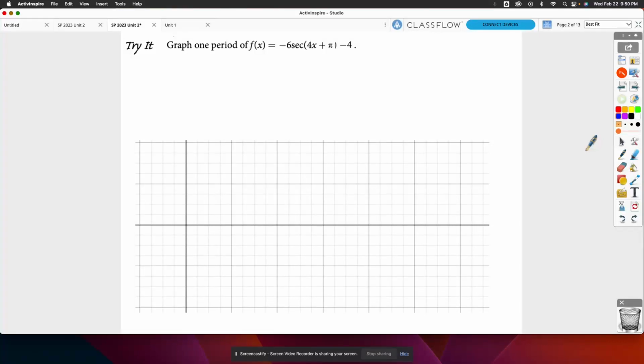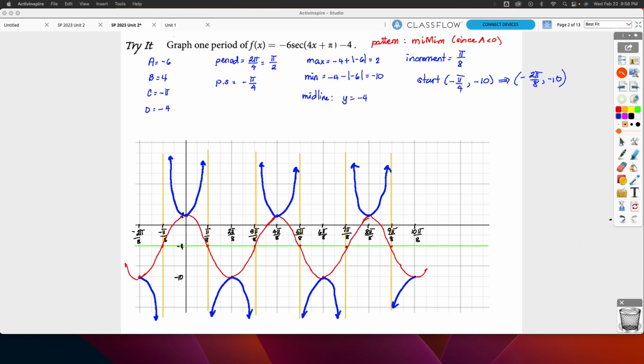Okay, you might want to try this example on your own and then come back here to check your work. Also, please take note that this problem has been changed, so make the necessary changes in your notes. All right, so check your answers.